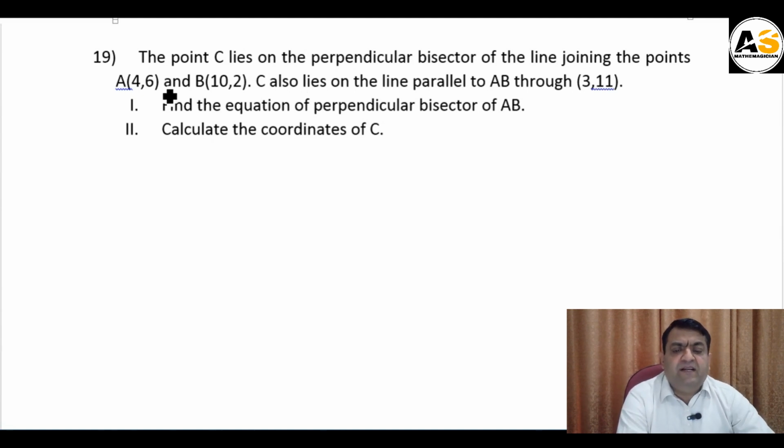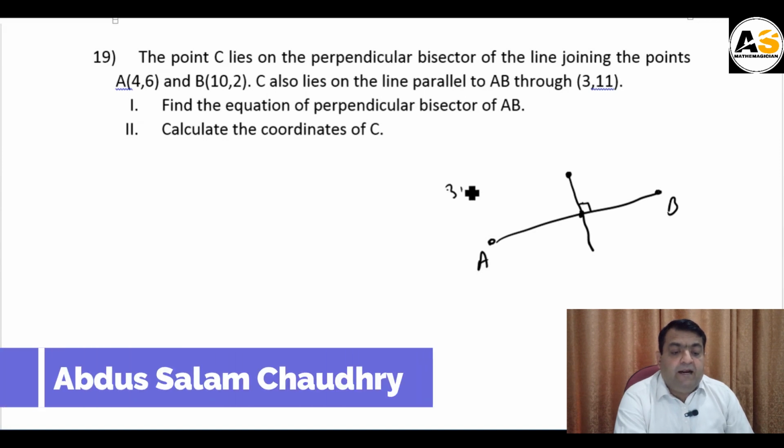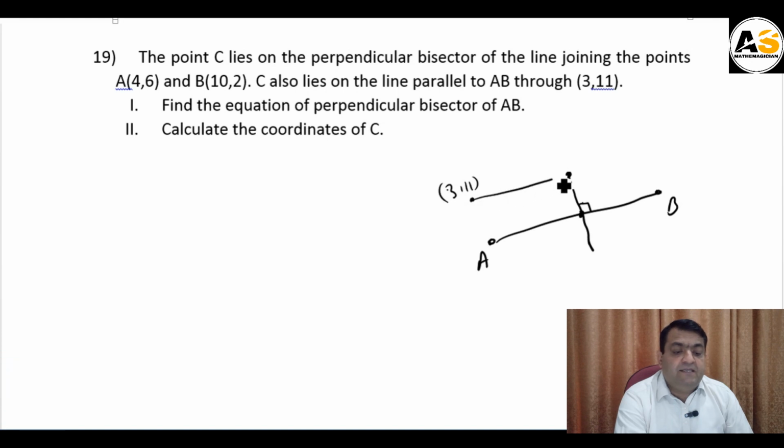Perpendicular bisector of AB is very simple. A is a point, B is a point. This is just a rough sketch. This is AB. Their midpoint, perpendicular bisector passes from the midpoint and is perpendicular to AB. And point C lies on this perpendicular bisector such that a line passing through (3, 11), let this be point (3, 11), and C is parallel to AB. This is C. So we have to find first of all the equation of perpendicular bisector of AB.